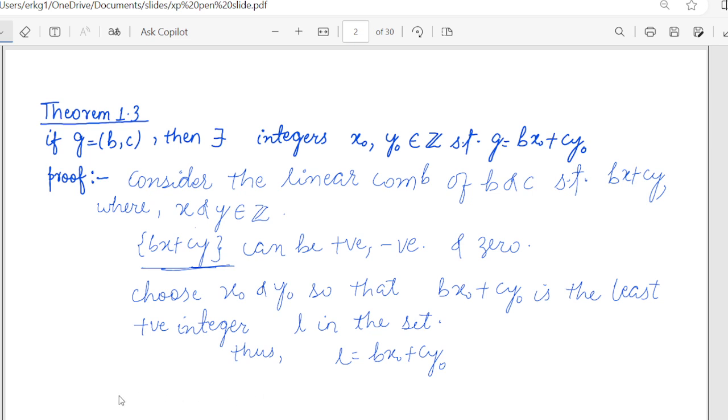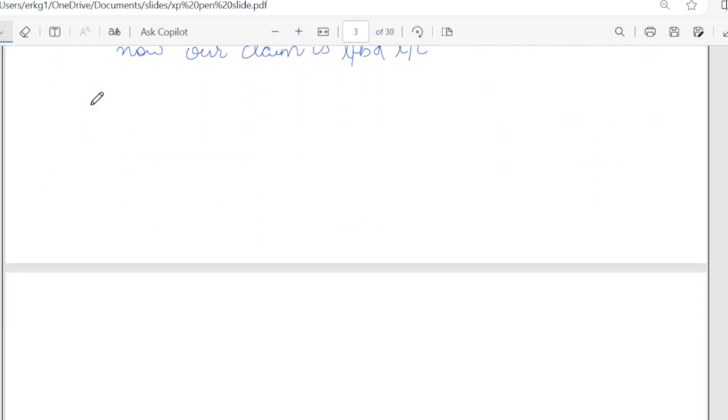Now we have to show L divides B and L divides C. Now our claim is L divides B and L divides C. Suppose, by contradiction, that L does not divide B.